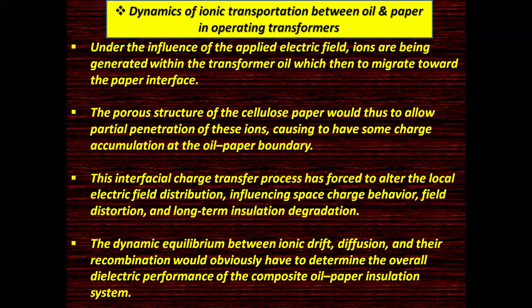The porous structure of the cellulose paper allows partial penetration of these ions, causing some charge accumulation at the oil-paper boundary. This interfacial charge transfer process alters the local electrical field distribution, influencing space charge behavior, field distortion, and long-term insulation degradation.